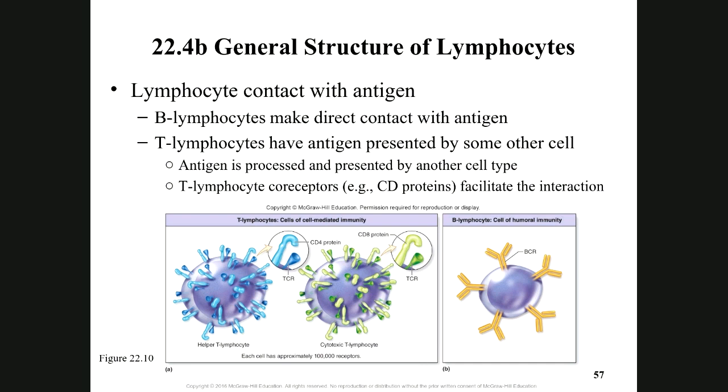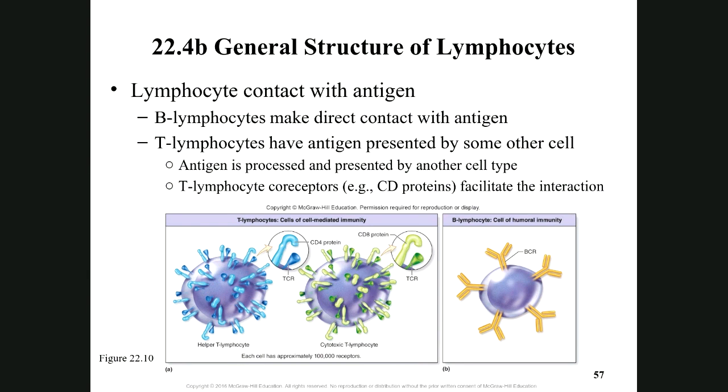We have two types of lymphocyte in our body: T lymphocytes and B lymphocytes. They differ from other immune cells because each lymphocyte has a unique receptor complex, which is composed of several different and separate proteins. There are typically about 100,000 receptor complexes per cell. A receptor complex will bind one specific antigen.